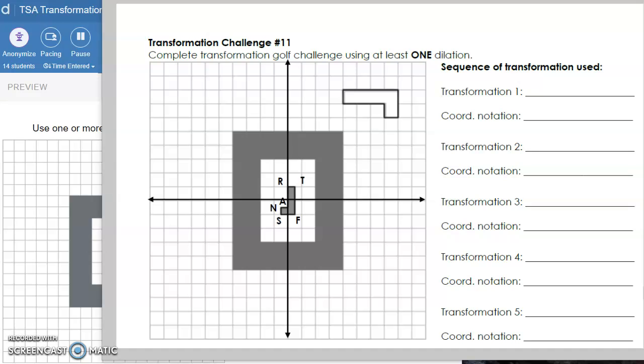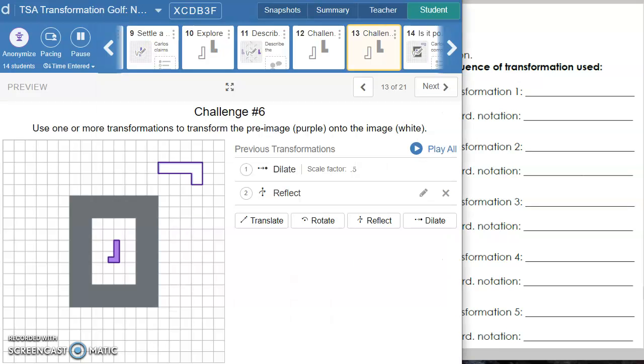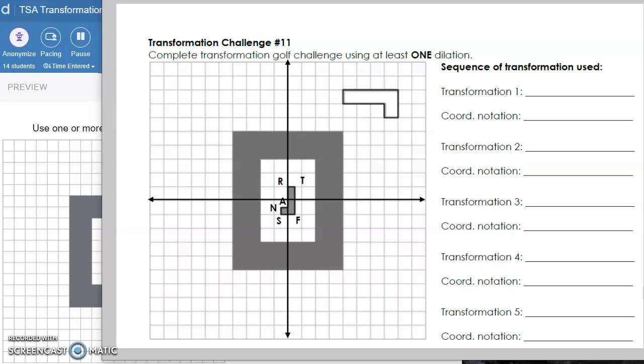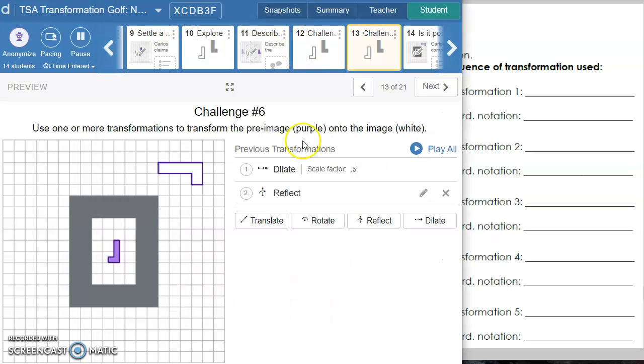Hi, so this is a walkthrough of Transformation Challenge 11 to try and help you understand and practice going through these challenges before they are due later this week. So I have set up the Desmos challenge. Number 6 I found matches this one as closely as possible. I did have to do a little bit of messing with it.